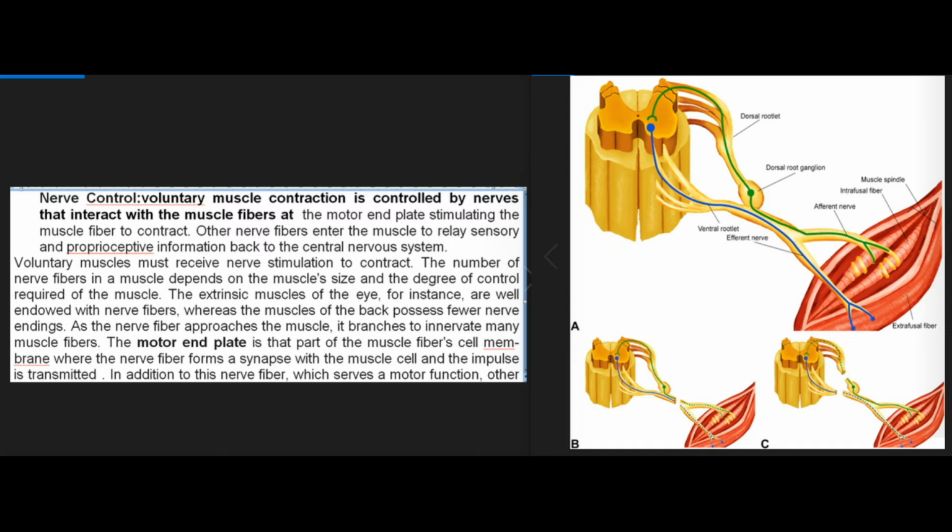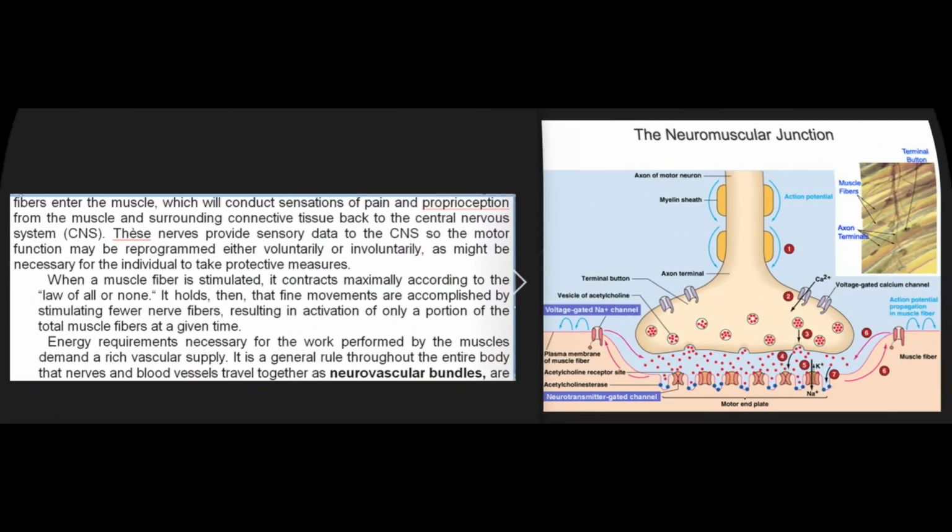As the nerve fiber approaches the muscle, it branches to innervate many muscle fibers. The motor end plate is that part of the muscle fiber's cell membrane where the nerve fiber forms a synapse with the muscle cell and the impulse is transmitted. In addition to this nerve fiber, which serves a motor function, other fibers enter the muscle, which will conduct sensations of pain and proprioception from the muscle and surrounding connective tissue back to the central nervous system, CNS. These nerves provide sensory data to the CNS so the motor function may be reprogrammed either voluntarily or involuntarily, as might be necessary for the individual to take protective measures.